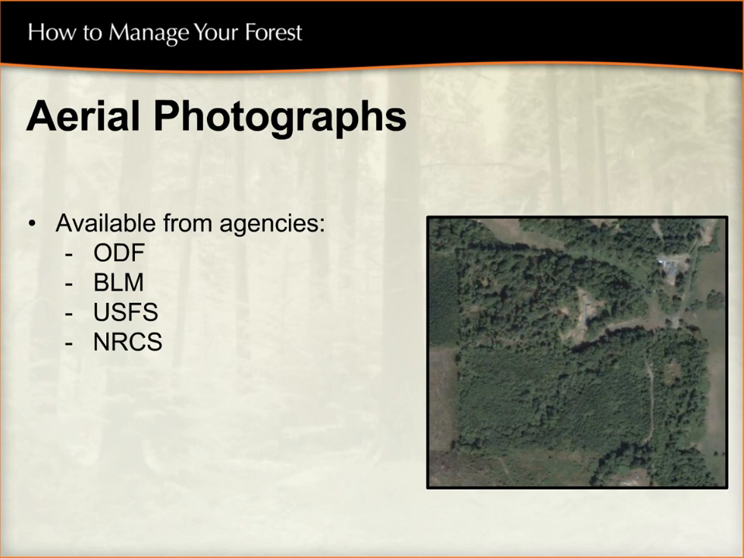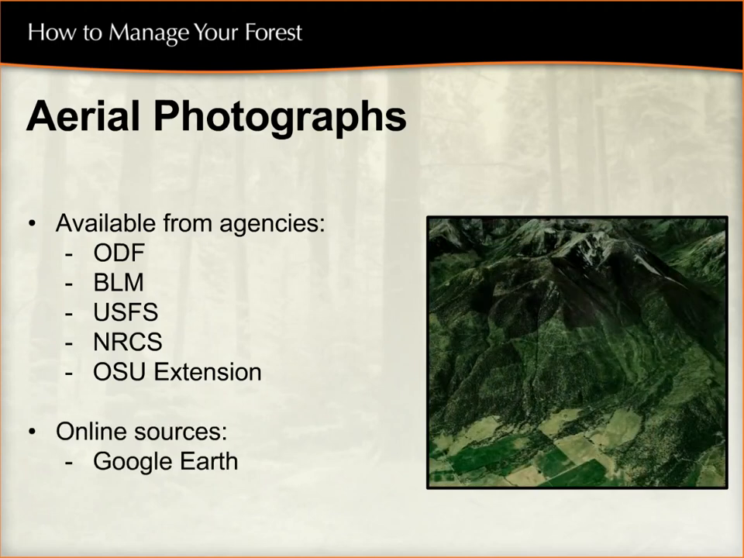The Natural Resource Conservation Service, or the Farm Service Agency, often has aerial photos available to private landowners to use in their land management. Or you might also talk to your Oregon State University Extension agent. You can also look online. There are lots of good sources there for quality aerial photos, including places like Google Earth, Bing Maps, or any of the other online mapping sources. They often have fairly high quality and recent aerial photos available.